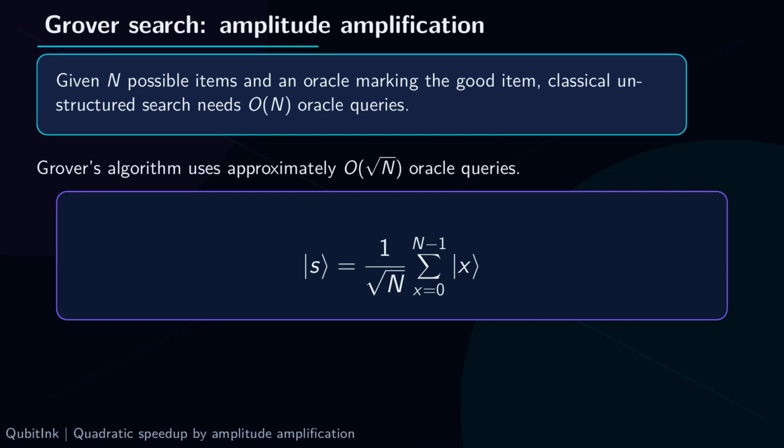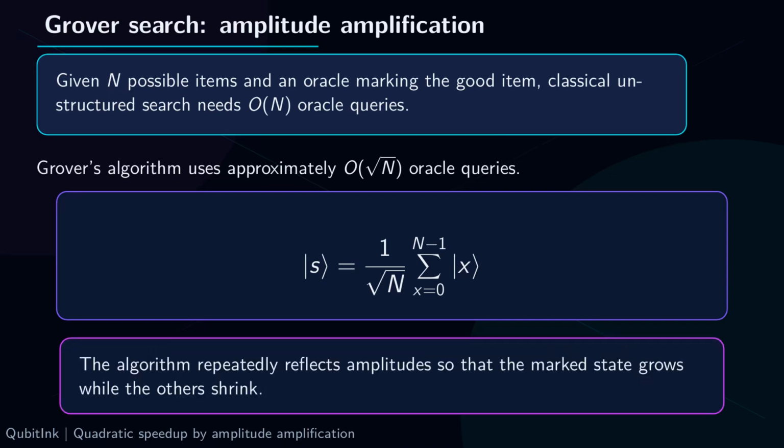It begins with the uniform superposition |s⟩ = 1/√n Σ_{x=0}^{n−1} |x⟩. The algorithm repeatedly applies reflections. One reflection marks the solution through the oracle, and the other reflects about the average amplitude. Repeating this process increases the amplitude of the marked state and decreases the amplitudes of the unmarked states.